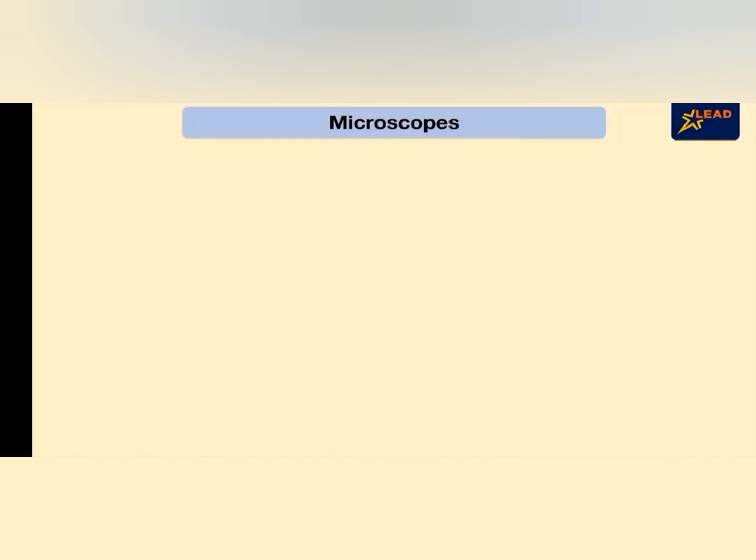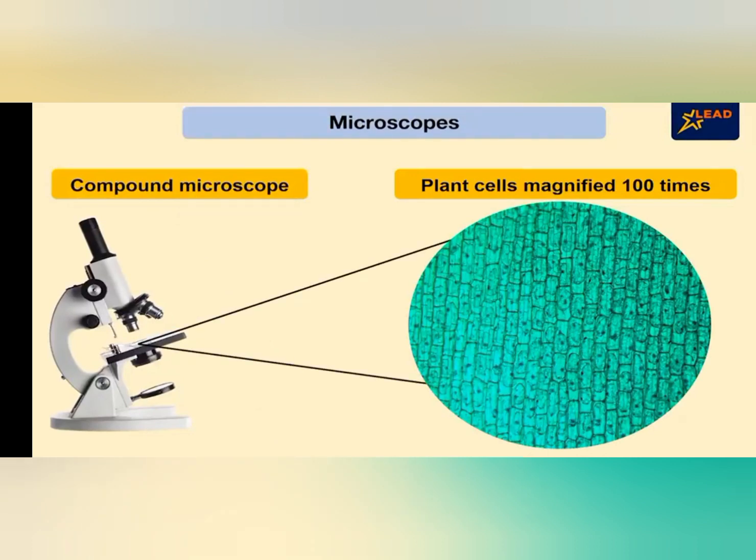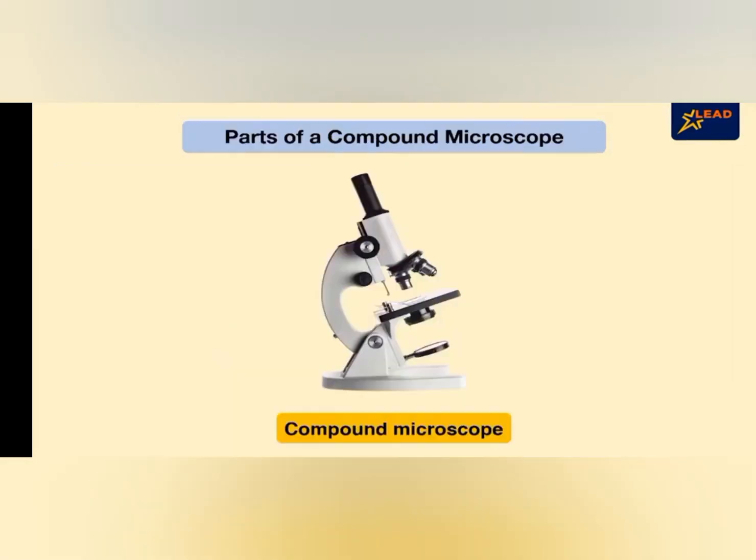Eventually, a more powerful microscope known as a compound microscope was invented. It magnifies an image by 100 to 1500 times the actual size of the object. Let us learn about the parts of this microscope. The parts and functions of the microscope are as follows.